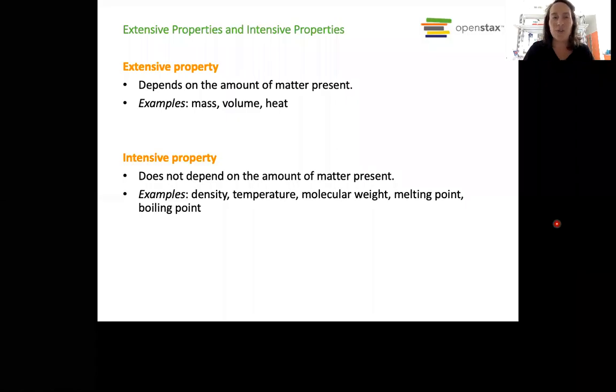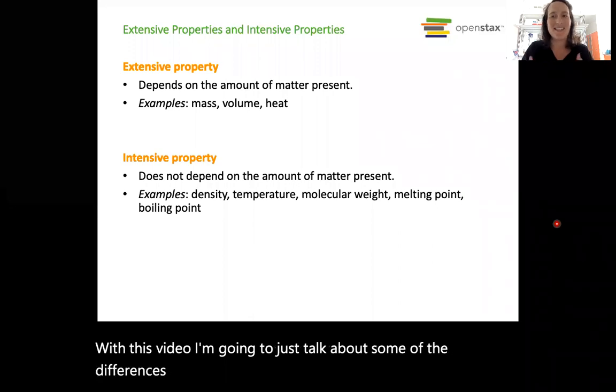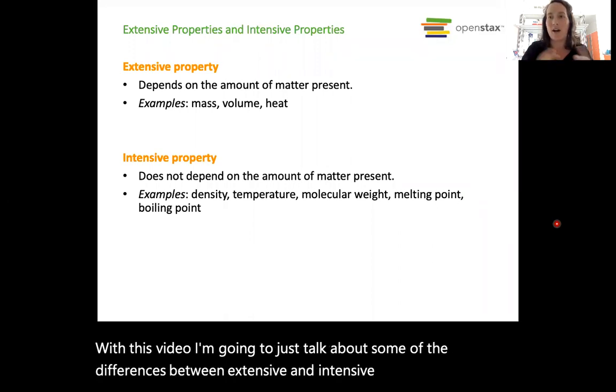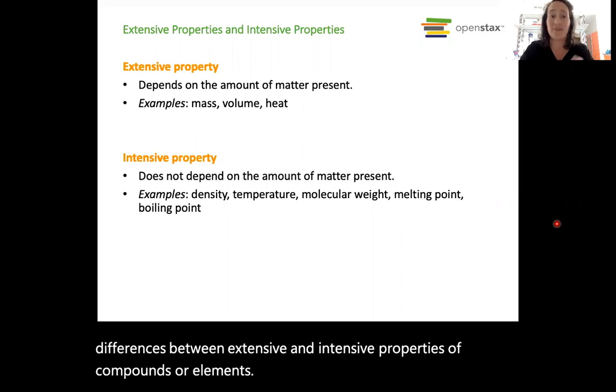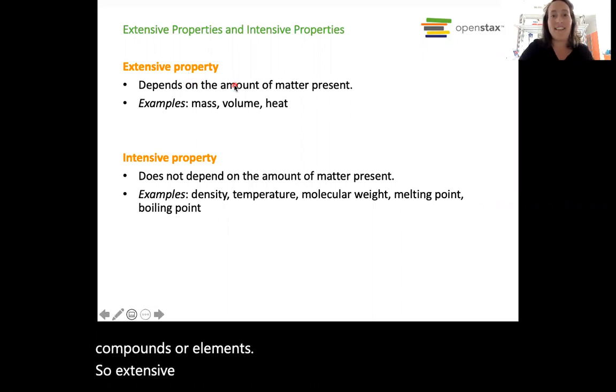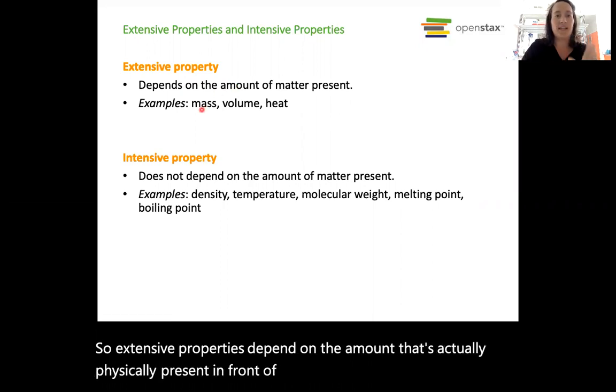With this video short, I'm going to just talk about some of the differences between extensive and intensive properties of compounds or elements. So extensive properties depend on the amount that's actually physically present in front of you. Okay, so things like this is the mass.